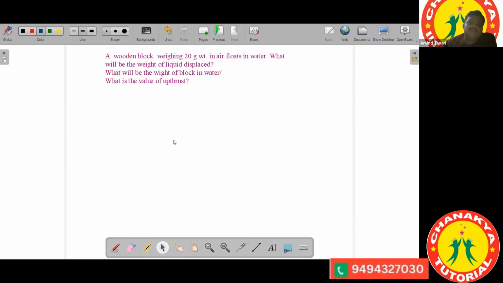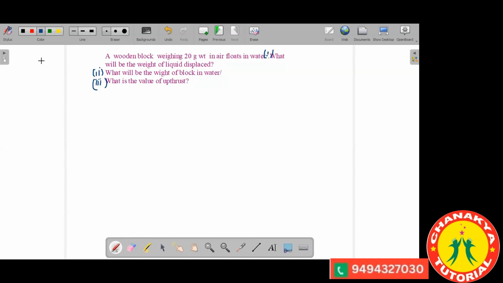So see, when the wooden block is floating, it is floating. So what weight would it show on the spring balance? What weight will it show on the spring balance? This is your first question. You have a second question, and you have a third question. So what weight will it show on the spring balance?